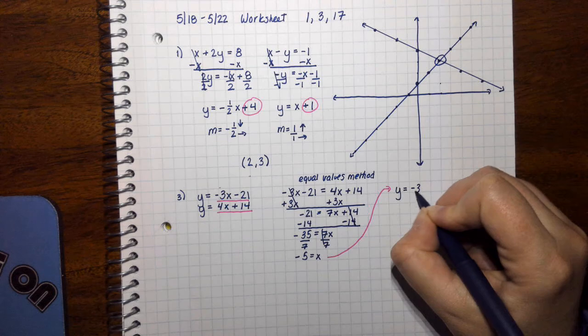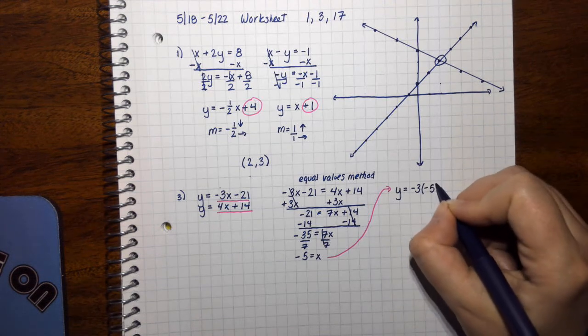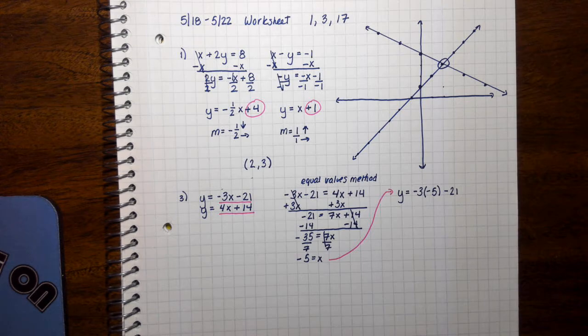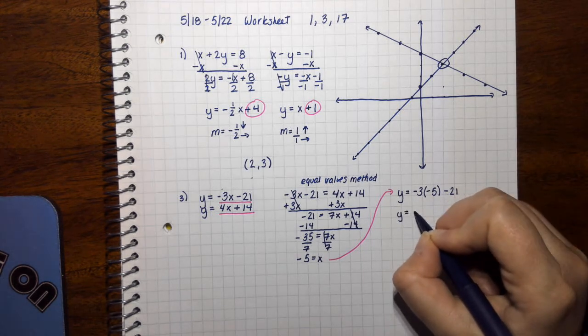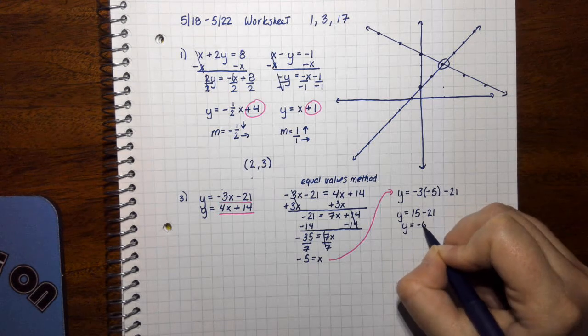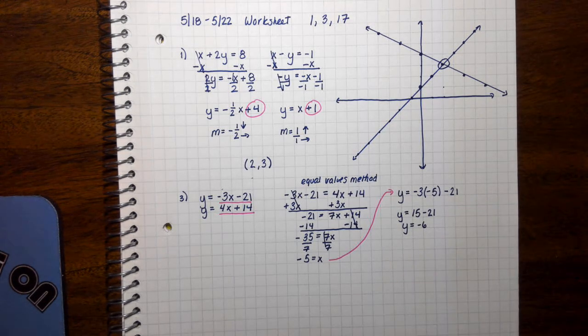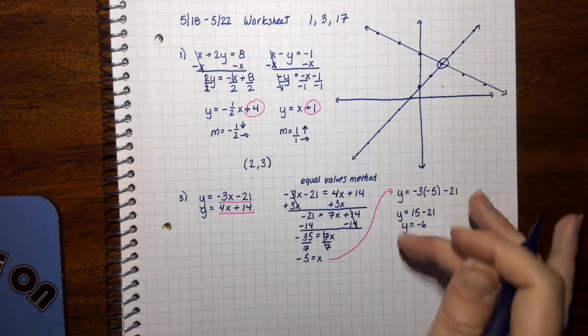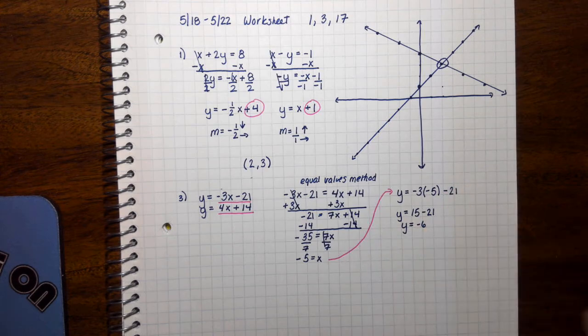You'll get the same answer either way, but I'm just going to plug it back into the first one. Y equals -3 times -5 minus 21. Y equals 15 minus 21. Y equals -6. There are some of you, my visual people out there, who are probably going to like this, and there are some people, my formula people out there, who are going to like this.